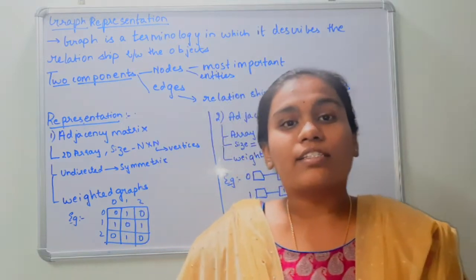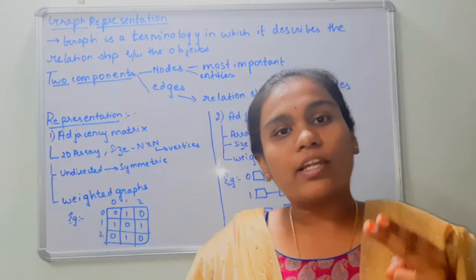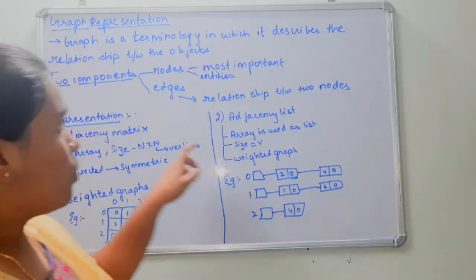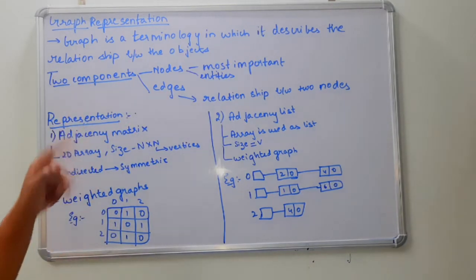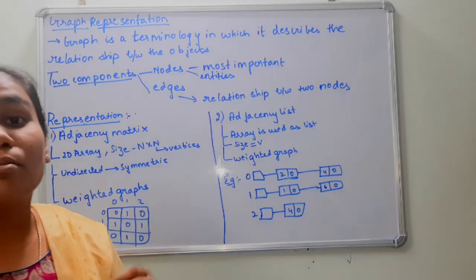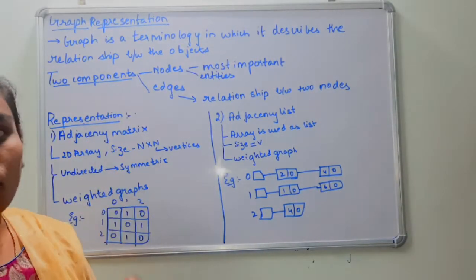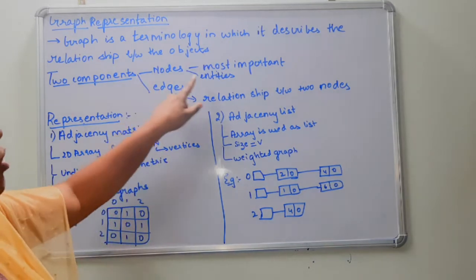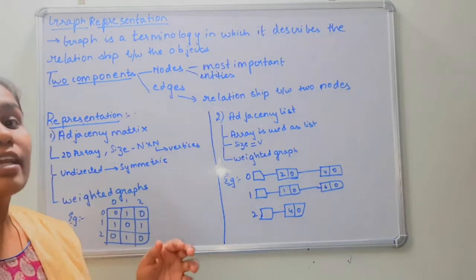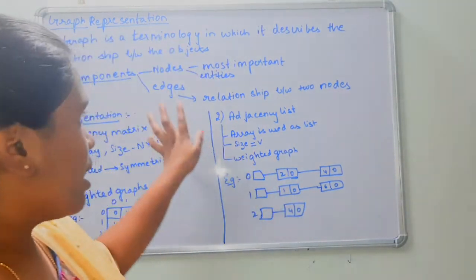In order to discuss the relationship between the two objects, it needs two components. One is known as nodes, another one is known as edges. So what is meant by the nodes? Nodes is the most important component of this graph, where these nodes are known as the entities, and the relationship between those entities is described by the edges.